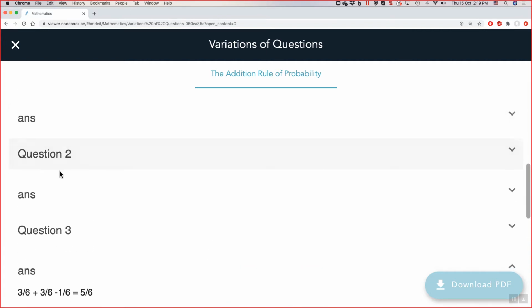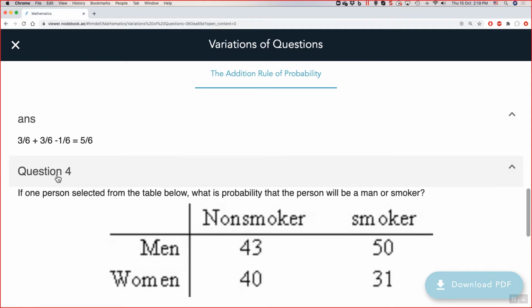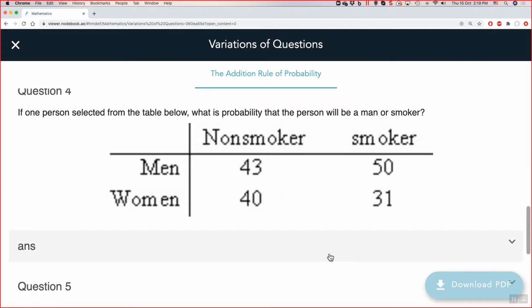Now, let us see one more question and see what will happen. This question is different. We have a table, called a two-way classification table, because here people are classified in two different ways. One way is the gender, men and women, and the other way is a certain property or quality they have. Here, this is related to their smoking habits. They either smoke or they don't smoke.